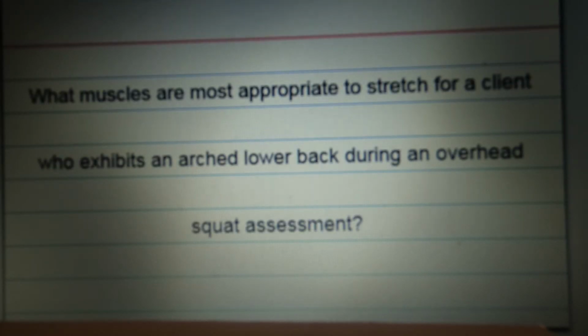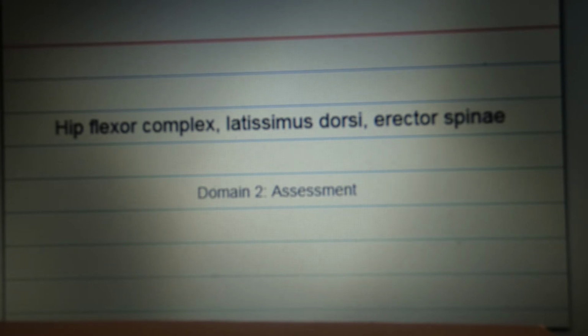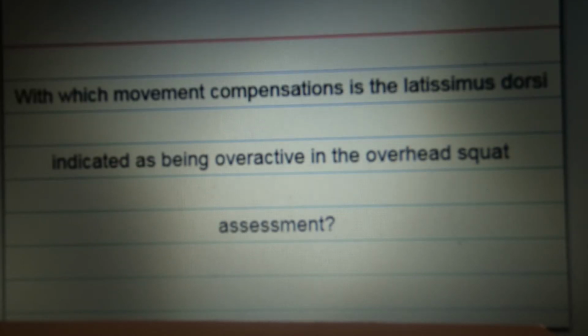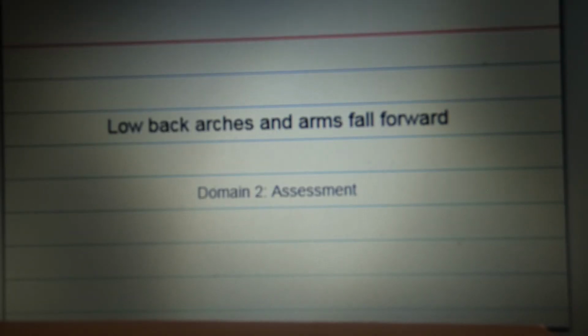What muscles are most appropriate to stretch for a client who exhibits an arched lower back during overhead squat assessment? Hip flexor complex, latissimus dorsi, and erector spinae. With which movement compensations is the latissimus dorsi indicated as being overactive in the overhead squat assessment? Low back arches, and arms fall forward.